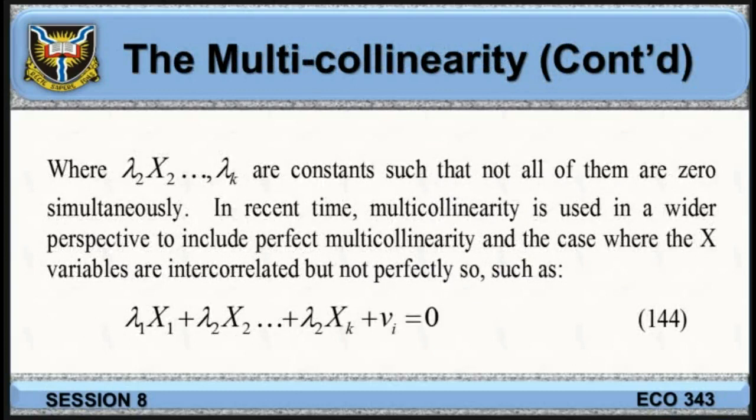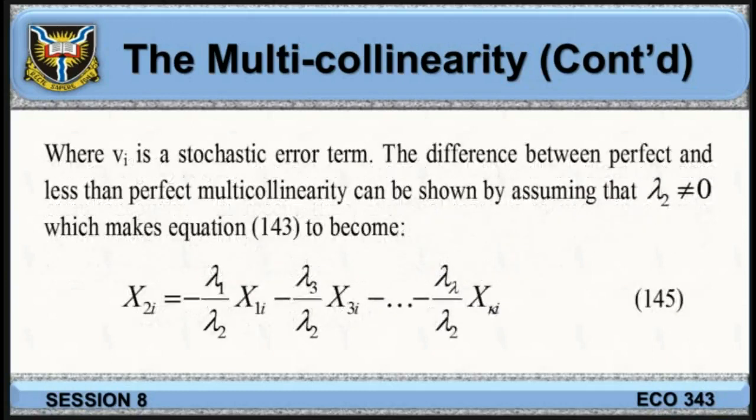multicollinearity is used in a wider perspective to include perfect multicollinearity and the case where the x variables are intercorrelated but not perfectly so, such as lambda 1 x1 plus lambda 2 x2 plus ... plus lambda k xk plus vi is equal to 0, equation 144, where vi is a stochastic error term. The difference between perfect and less than perfect multicollinearity can be shown by assuming that lambda 2 is not equal to 0, which makes equation 143 become equation 145 as written below.